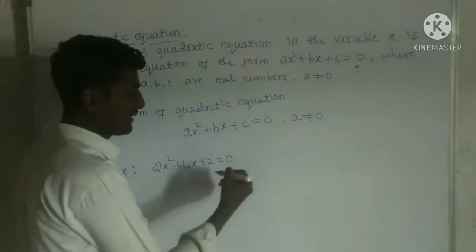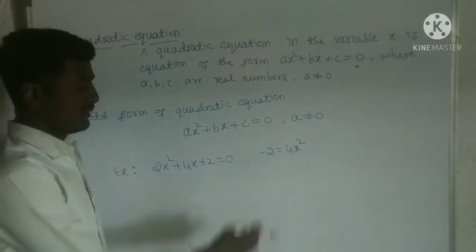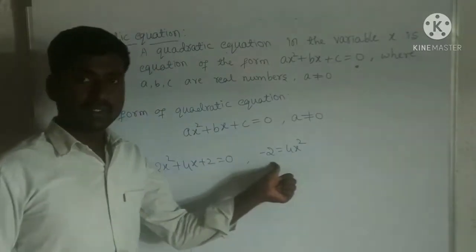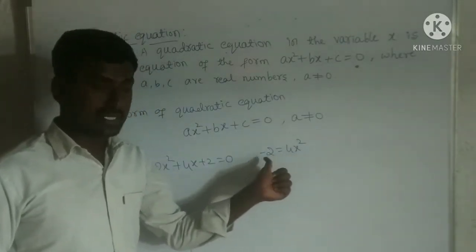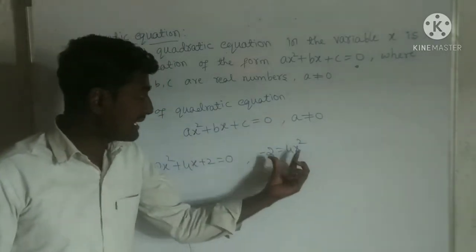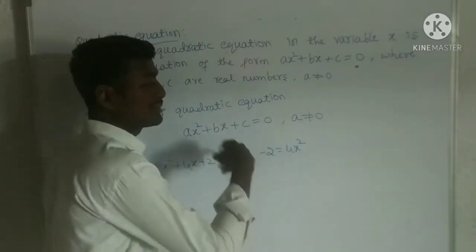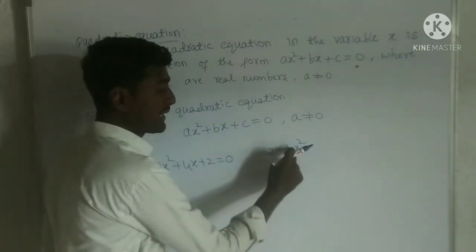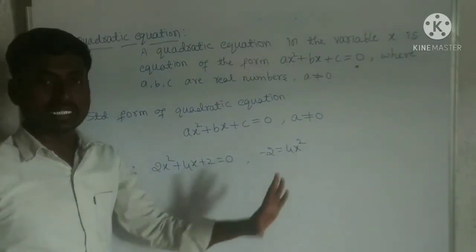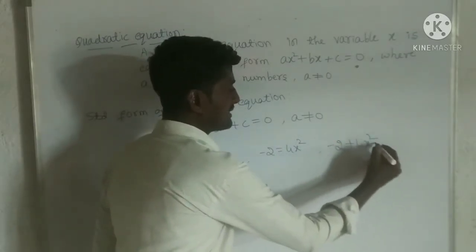If suppose I write like this, minus 2 is equal to 4x square. Whether this is a quadratic equation or not? It is also a quadratic equation. You see here, the highest power of x, meaning the degree of this equation, is 2. Therefore it is also a quadratic equation. We can write this in the form ax square plus bx plus c equal to 0. How? You take this minus 2 to the right, so it becomes 4x square plus 2 is equal to 0. It is also a quadratic equation. If suppose I write like this, minus 2 plus 4x square is equal to 0.